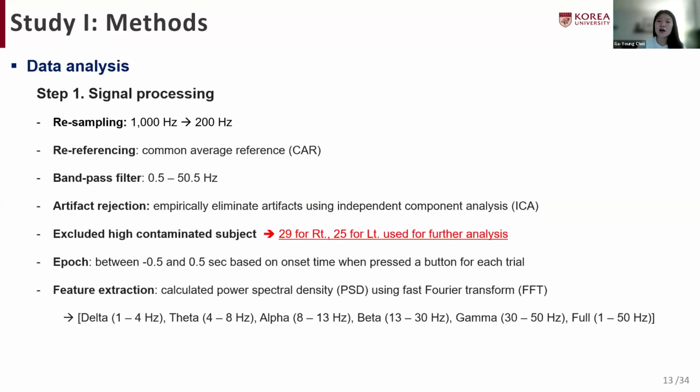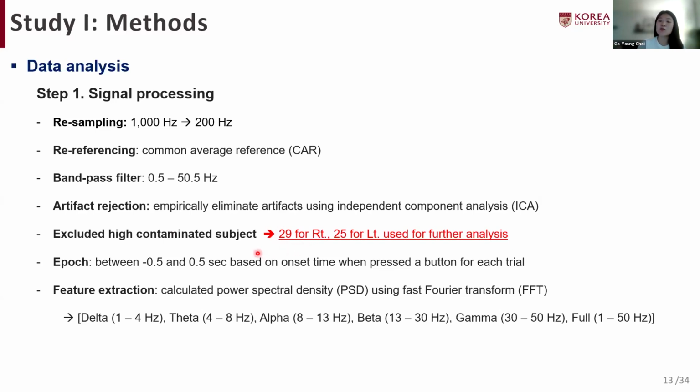The raw data were first downsampled to 200 Hz to reduce the computation load, to which we subsequently applied common average reference for the referencing and bandpass filtering between 0.5 and 50.5 Hz. And then independent component analysis was applied to the filtered EEG data to remove the physiological artifacts. After that, we excluded the EEG data still significantly contaminated even after applying ICA by visual inspection.